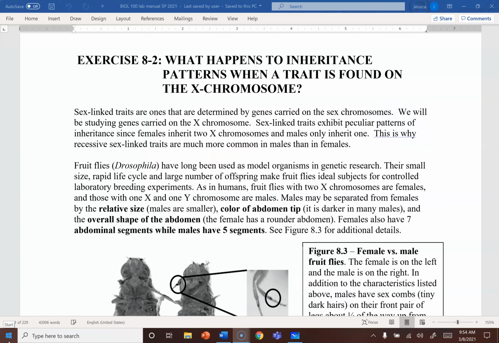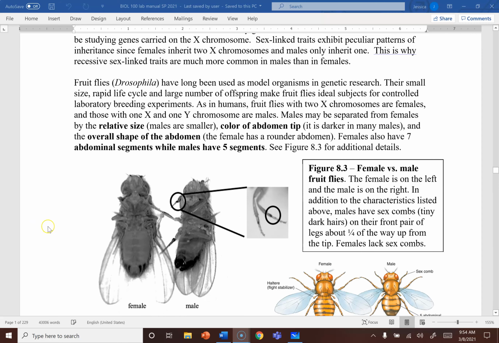In exercise 8.2, we are looking at sex-linked inheritance. In order to work out the problems here, you may want to review the sex-linked inheritance video that I posted on Blackboard. It's probably under the Chapter 9 assignment or under the Chapter 9 lecture videos. And there's one specific video on how to do sex-linked problems. But for this one, we are looking at eye color in fruit flies. Eye color is a sex-linked trait, and the white eye color is recessive to the red eye color.